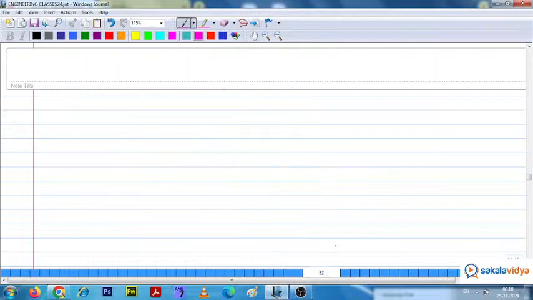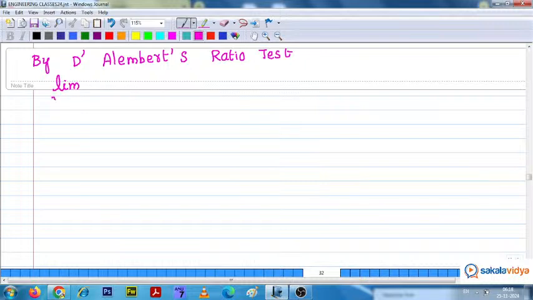So now write down D'Alembert's ratio test. What does it mean? So that means we need to consider limit n tends to infinity un divided by un plus 1. So let us substitute un, nth term of the given series, divided by the n plus 1th term of the given series, next term of the given series.